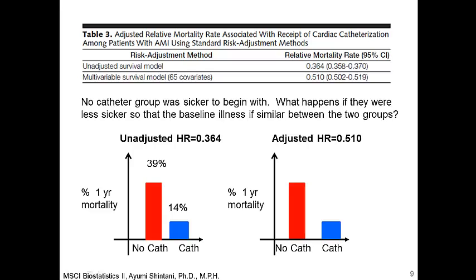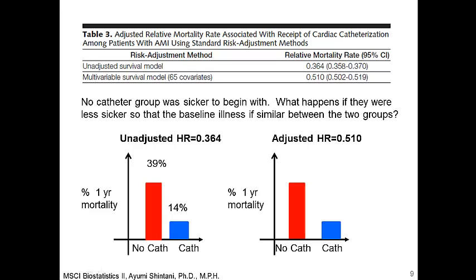Okay, so what this is doing is actually a very similar thing to what you would do in your head without even using a computer. So what would you do? You know 39% mortality in non-catheter and 14% mortality in catheter cannot be compared directly because of a difference in baseline prognosis, right? So the no catheter group is much sicker.